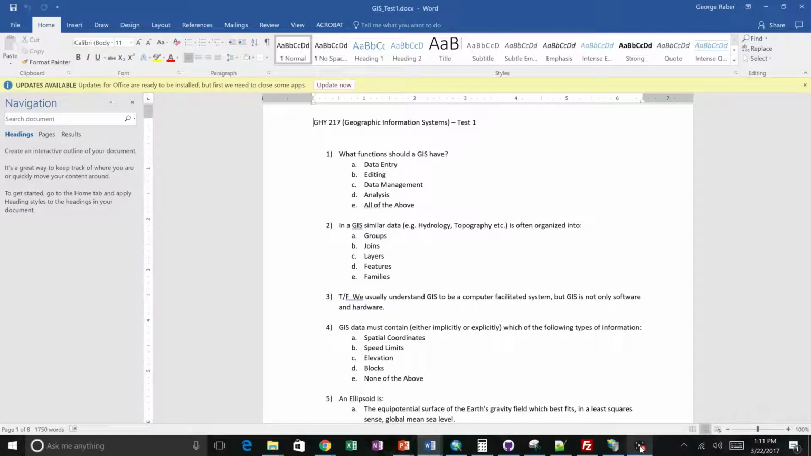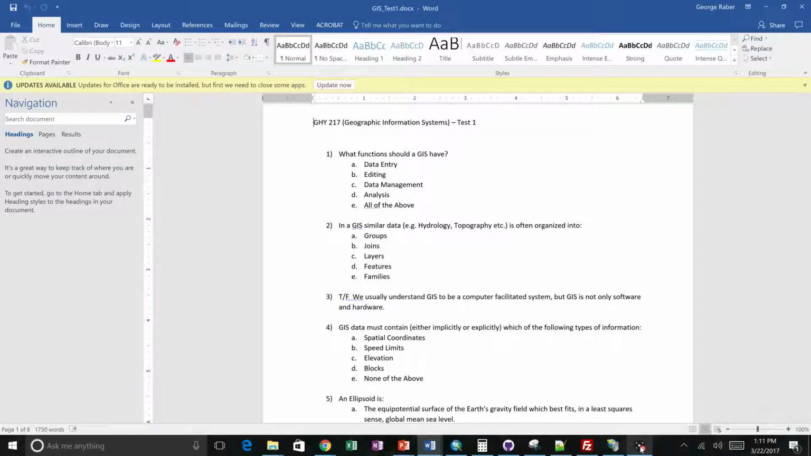Number 4, GIS data must contain which of the following types of information? And the correct answer was spatial coordinates for it to be GIS data. The other ones are speed limits, elevation, blocks, none of the above. The spatial coordinates was the correct answer. They don't have to be latitude, longitude, they can be in some projected coordinate system, but they're still spatial coordinates either way.